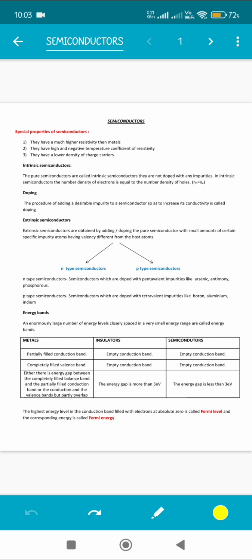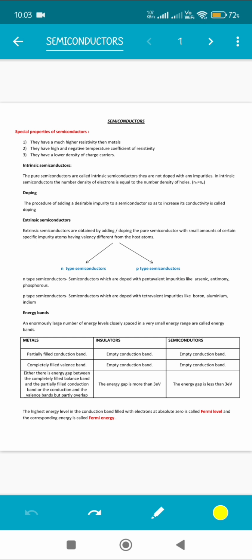They have a high and negative temperature coefficient of resistivity, the alpha. You have studied that, right, in the third chapter. And they have a lower density of charge carriers. That means the number of charge carriers, the number of free electrons and holes, is less as compared to metals. This is the reason that for conduction in semiconductors there needs to be a special criterion.